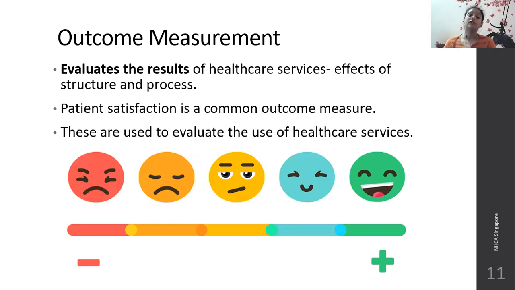Outcome measurement evaluates the end results of the healthcare services. From the name itself we can understand it is the end result. The result of the structure and processes coming together will give an outcome. And with the outcome, is it satisfactory or not? For example, patient satisfaction is a common outcome measure. They are used to evaluate healthcare services, how good it is at the end of the day, after receiving all the processes, after looking at all the physical structure provided. What is the outcome? How do you feel about it? So that is patient satisfaction.